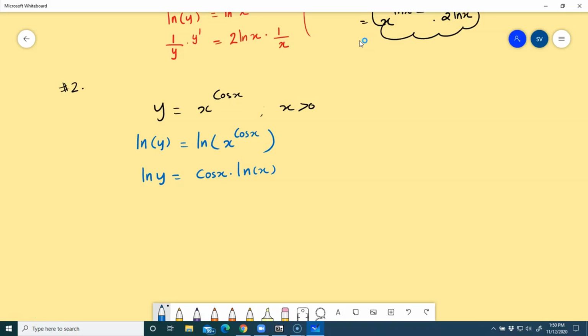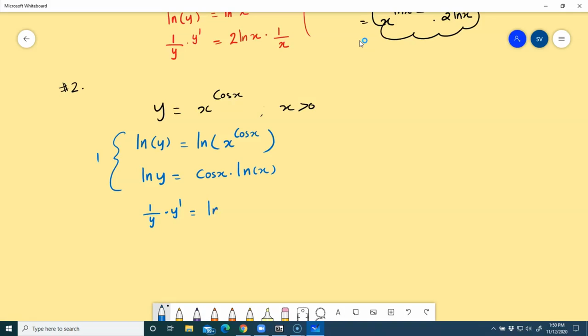Now what you can do is differentiate. This is step 2. So this much was step 1. Now step 2 is going to start differentiation. So this is 1 by y times y dash equal to, and you can apply the product rule here. You can keep either ln x as the first function or cos x as the first function, no problem. I am actually considering ln x as the first function.